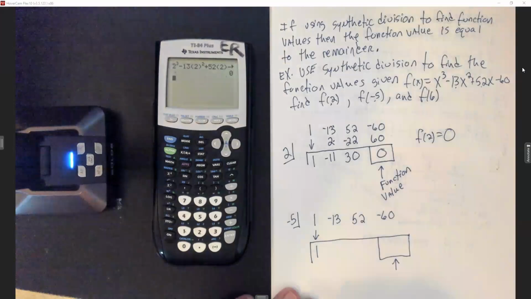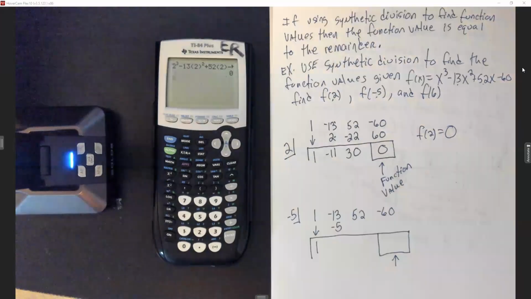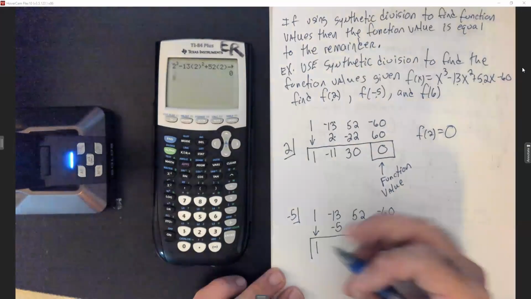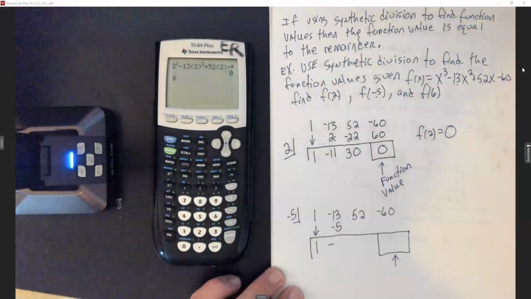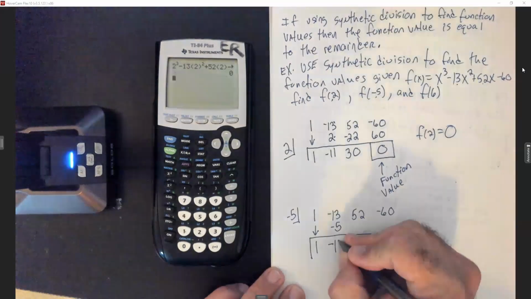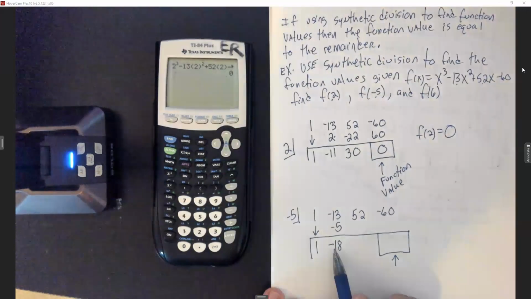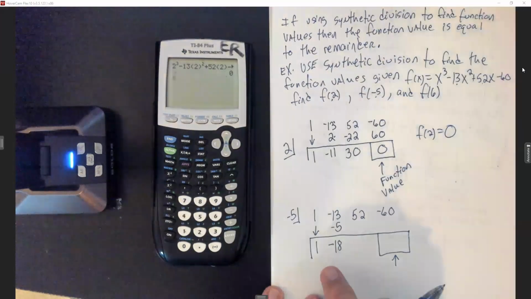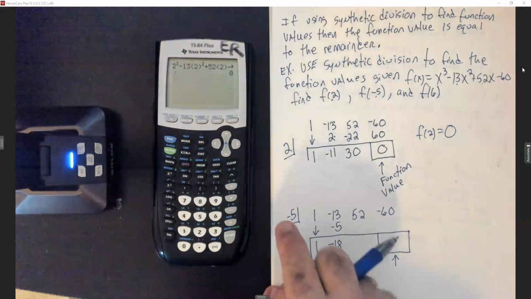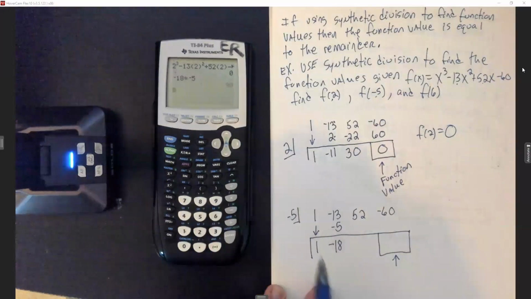1 times negative 5 is negative 5. Here's where I get a lot of people. When you add 2 negatives, it will be negative. And then 13 and 5 is what, 18? So that gives me a negative 18. I get a lot of people that make that positive, and it messes them up, okay? All right, negative 18 times negative 5. That's going to be a positive 90. So that's going to go right there.